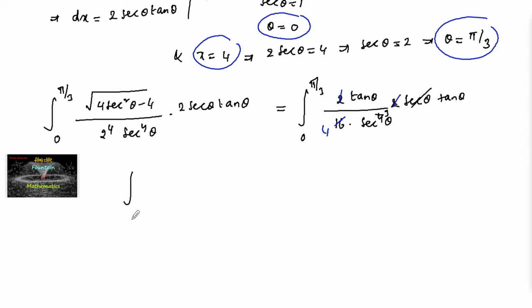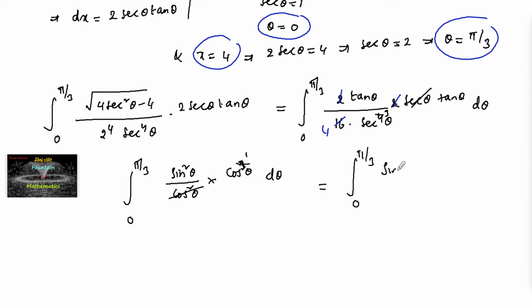So we are getting integral 0 to pi by 3 of tan square theta, that is sin square theta by cos square theta, upon secant cube theta, which means we will be getting cos cube theta in the numerator, d theta. So cos square cancels against cos cube and we get cos once, so sin square theta into cos theta d theta, integration 0 to pi by 3.